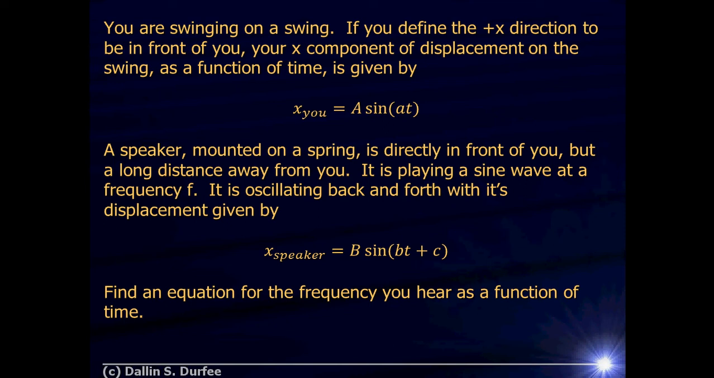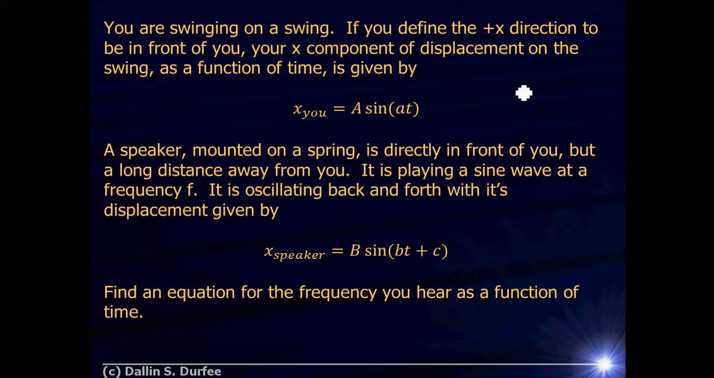A speaker mounted on a spring is directly in front of you, but a long distance away from you. It is playing a sine wave with a frequency f. It is oscillating back and forth with its displacement given by B sine(bt plus c). Alright? So A, B, a, and c are all just constants. Okay? Now why is it important for the speaker to be far away?